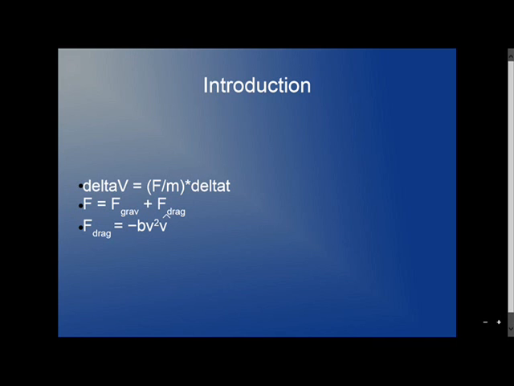And the force that we're talking about here, since the object is free-falling, the only two forces acting on the object would be the force of gravity and the force from drag. F drag equals negative b times the vector v squared times the unit vector for v, where v is the velocity and b is a defined constant.